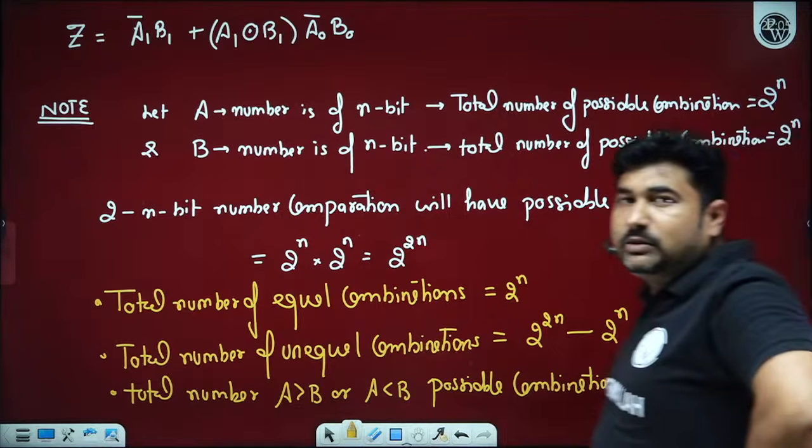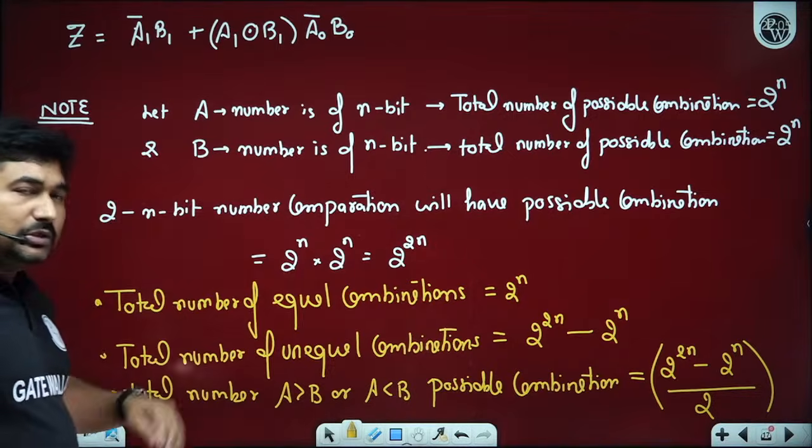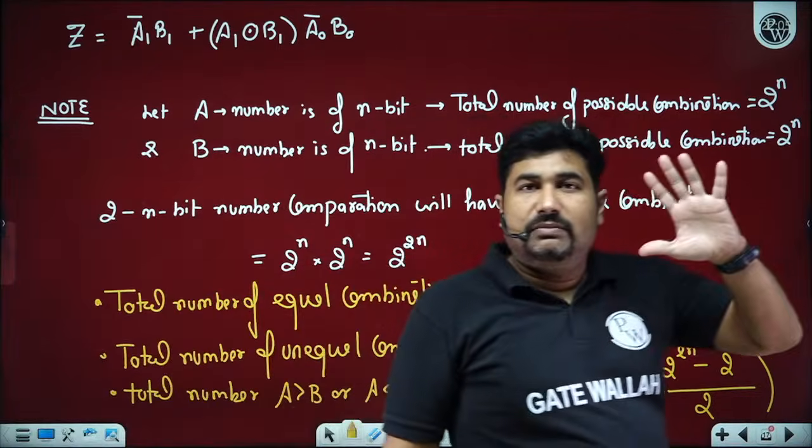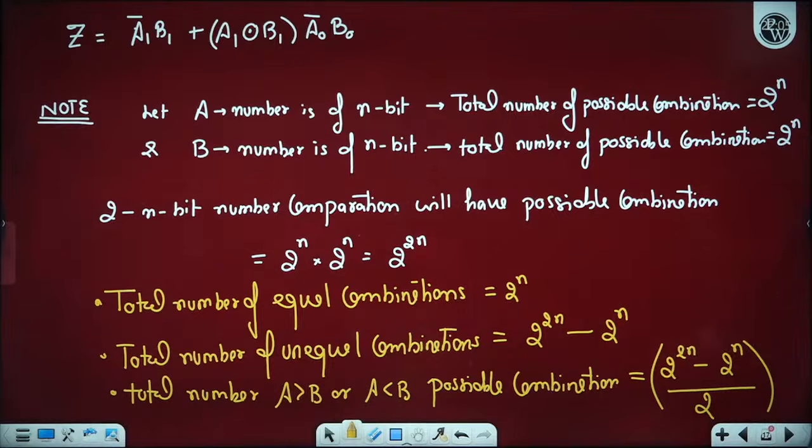How many of you are able to understand? Please let me know by writing in the comment section. Great. So now we can have an n-bit comparator. There is no issue. How many of you are able to understand?